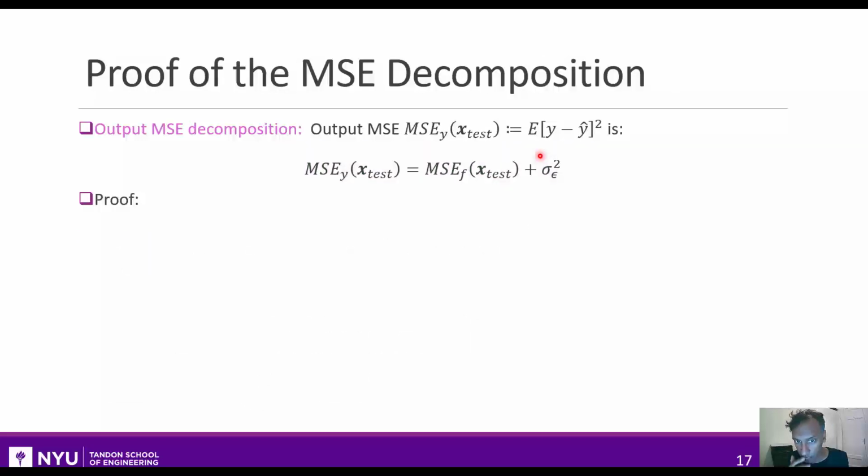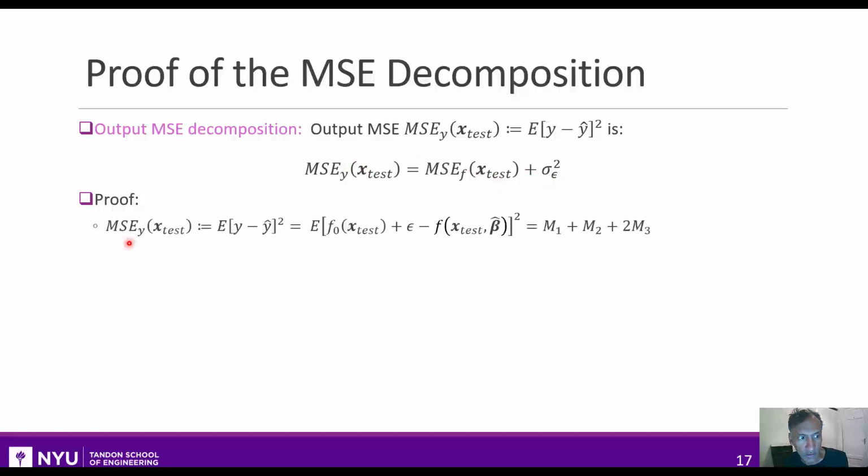Now, let me just quickly prove this. Just do a little bit of math. It's not that hard. What we want to show is that the output MSE is a sum of these two terms. So all we do is pretty easy. The output MSE is just the squared difference between y and y hat. For y, I substitute in our formula, and for y hat, I substitute in this formula. Then I expand the squares and break it into three terms.